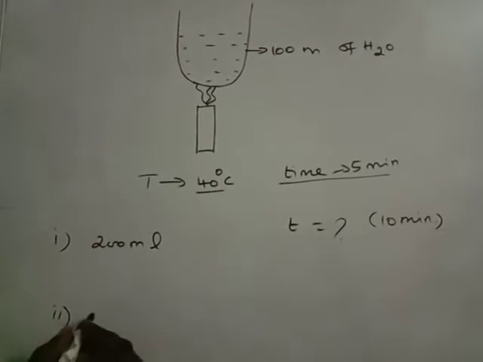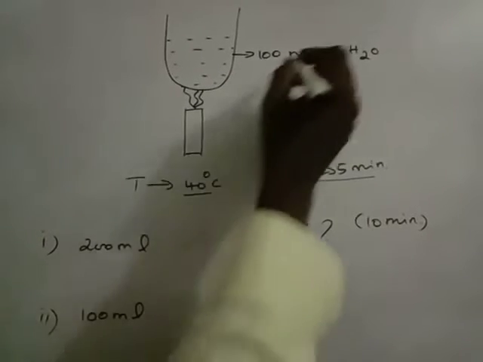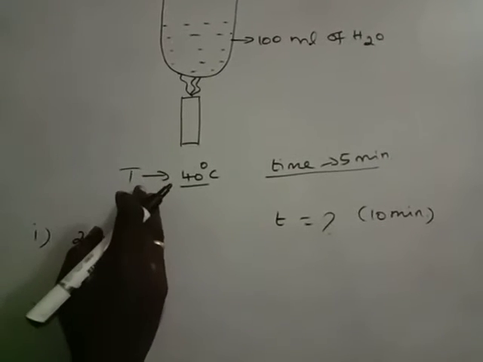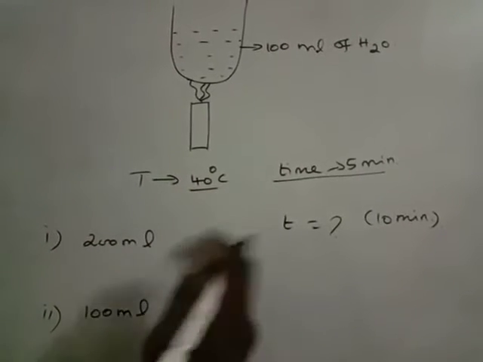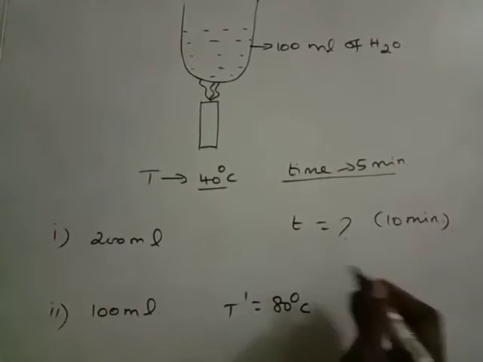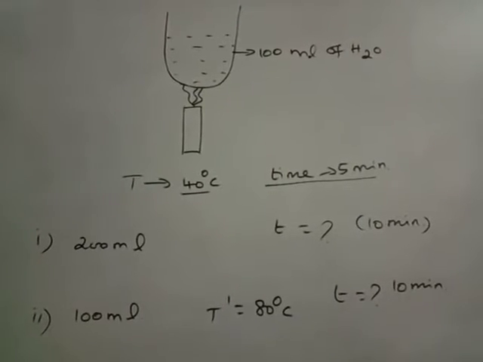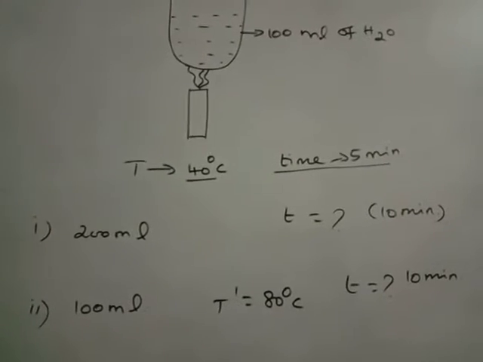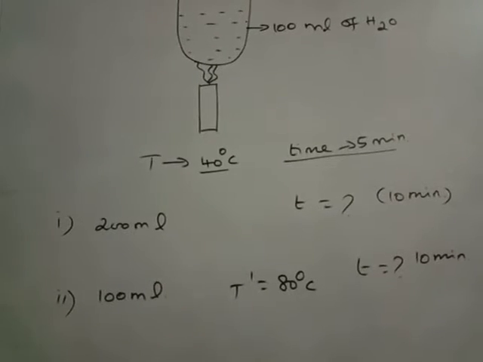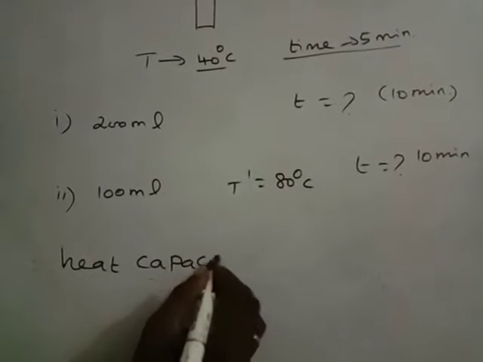Or, initially 100 ml, and finally we use the same amount of water. To raise the temperature initially 40 degrees Celsius, then again the temperature is doubled. So what happened? 80 degrees Celsius. So what is the time required? The time required is also doubled. So the time required is doubled if the amount of water is doubled or the temperature becomes doubled.